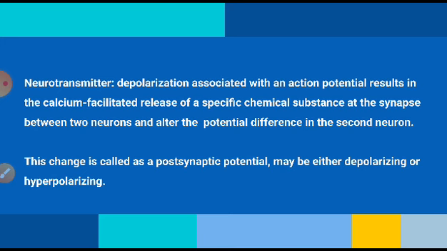So what is happening here, whenever the depolarization happens, the action potential generates, right? And this action potential results in the release of certain chemicals. Here the release of the chemical in the synaptic cleft is happening because of calcium facilitated release. And when this chemical releases in the synapse between two neurons, the potential difference gets altered at the second neuron, the other neuron. The change is called postsynaptic potential, which may be either depolarizing or hyperpolarizing.